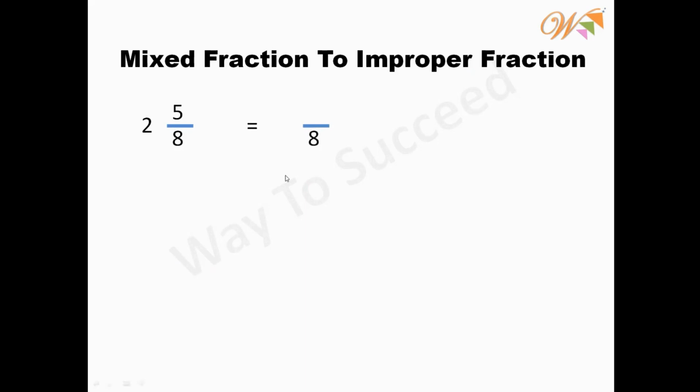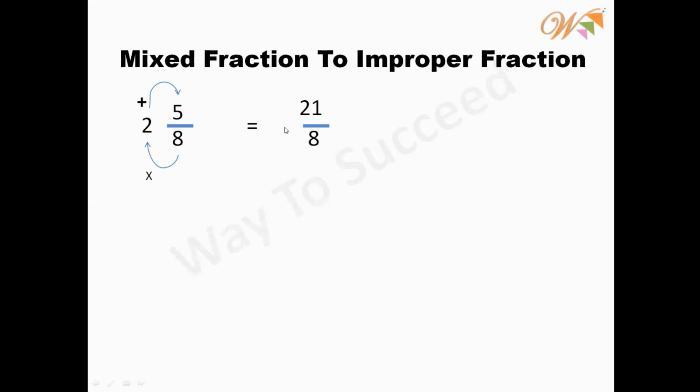To convert a mixed fraction to an improper fraction, first thing is write the denominator as it is, because the denominator is not going to change. Denominator is the whole thing that we have. Now multiply the denominator with the whole number. Here 8 times 2 is 16. Add that 16 to the numerator. So 16 plus 5 is 21. So now my answer is 21 by 8.